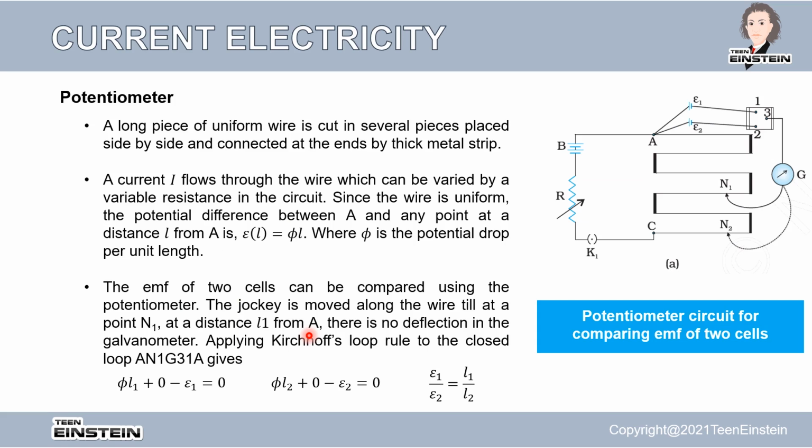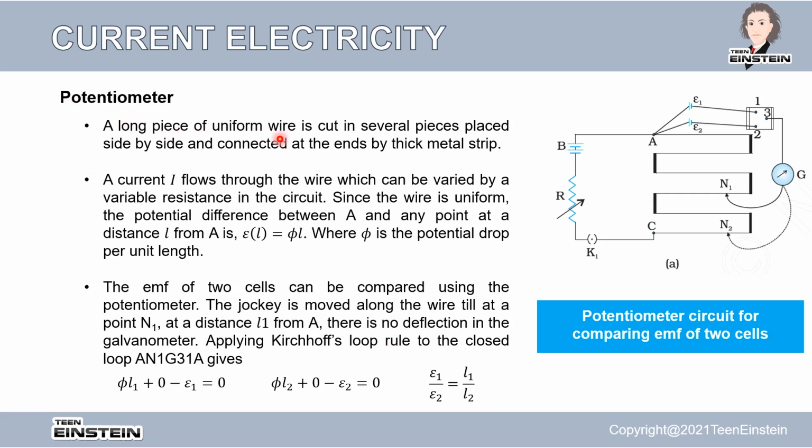Okay. So we have come to the final part of this. So this is called a potentiometer. So this is also similar to the previous cases, Wheatstone bridge and meter bridge. So we are going to use this to compare the cells. So for example, we have two cells with two EMFs, epsilon 1 and epsilon 2. We want to compare their values. How do we do that? So we have a potentiometer.